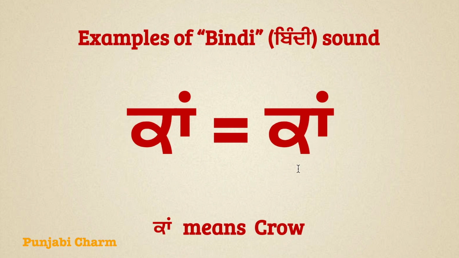The next word is ka. Ka means crow. And to read this word, we can say Kakke nu kanna ka, utte bindi, ka. You can repeat after me. Ka. Let's move to the next word.